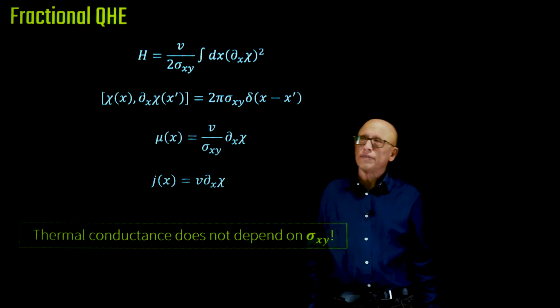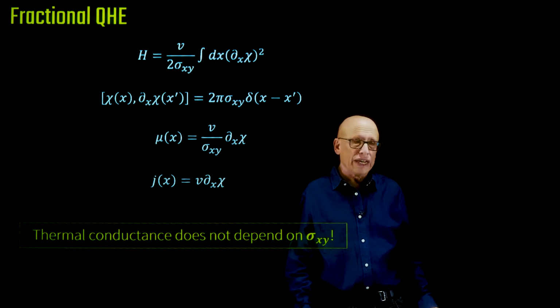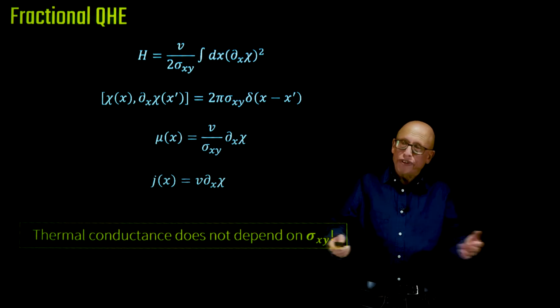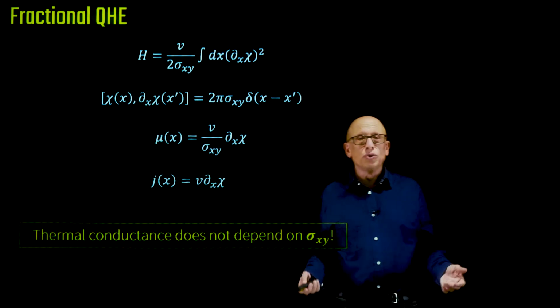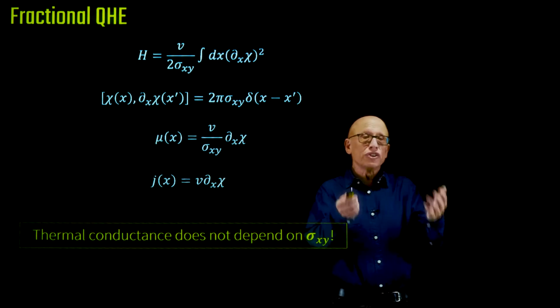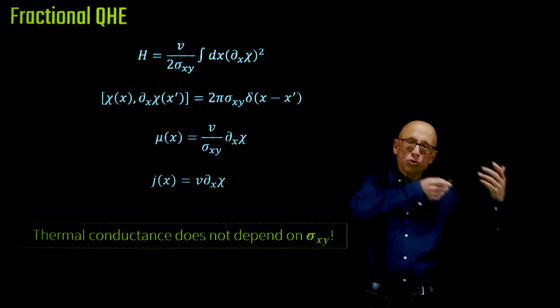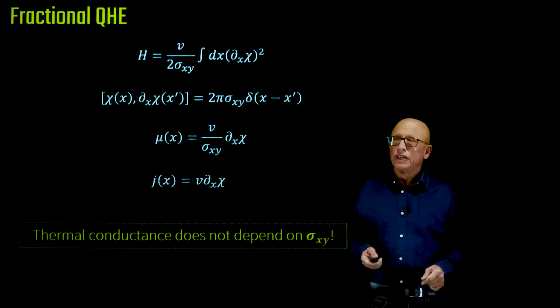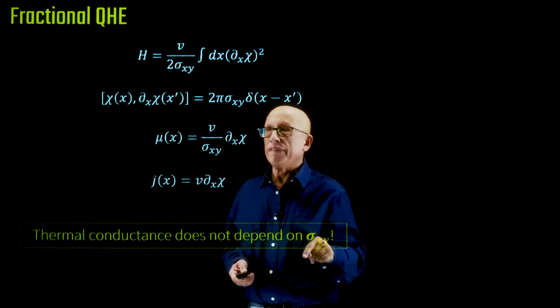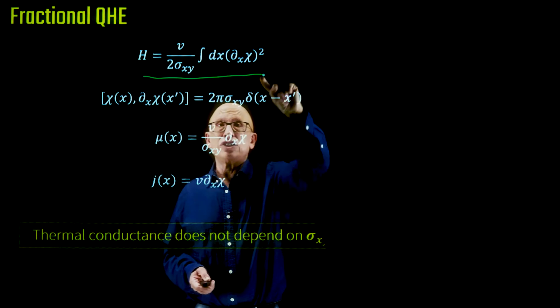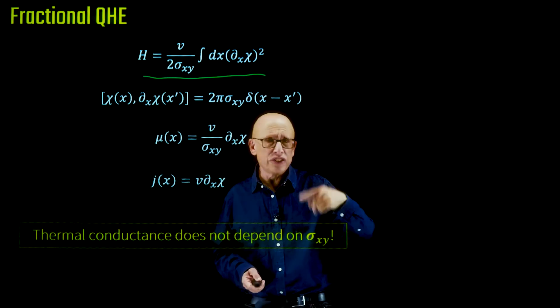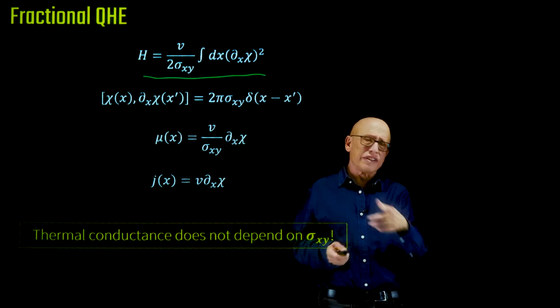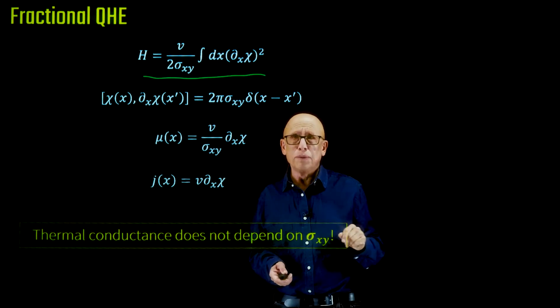thermal conductance. For the electrical conductance, in fact, for both of them, we're going to use the bosonized description of the edge, which we developed in an earlier video. And in that description, there's a Hamiltonian for the edge. It's a single edge, right? We generalize it to a multi-edge system, but we're not going to worry about that now.